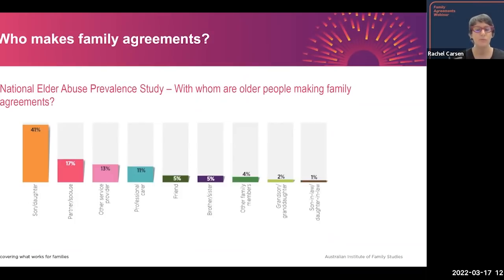In terms of who older people make these agreements with, older people, as we can see on the screen, most commonly reported making these agreements with their children. So 41% of people who reported having a family agreement made those agreements with their children. And older people also reported making these family agreements with professional carers, with their spouse or their partner. And family agreements were also made with siblings to a lesser degree, and to friends and other family members. So those are the sorts of people who are making these agreements.